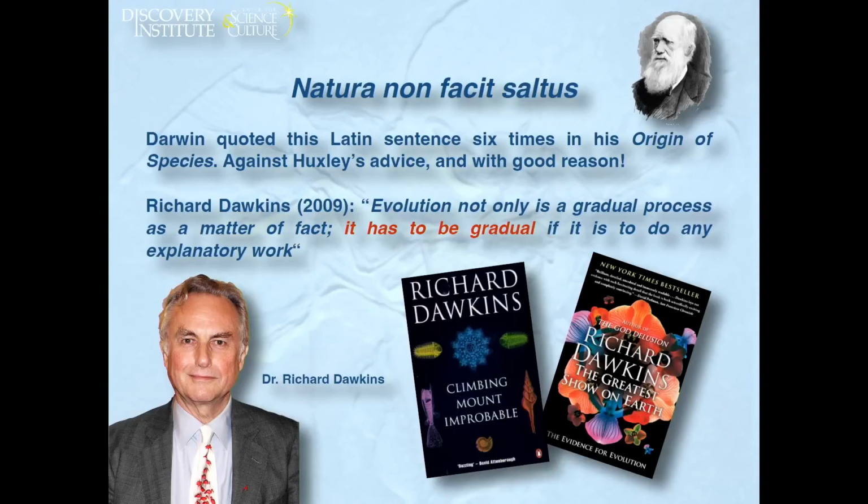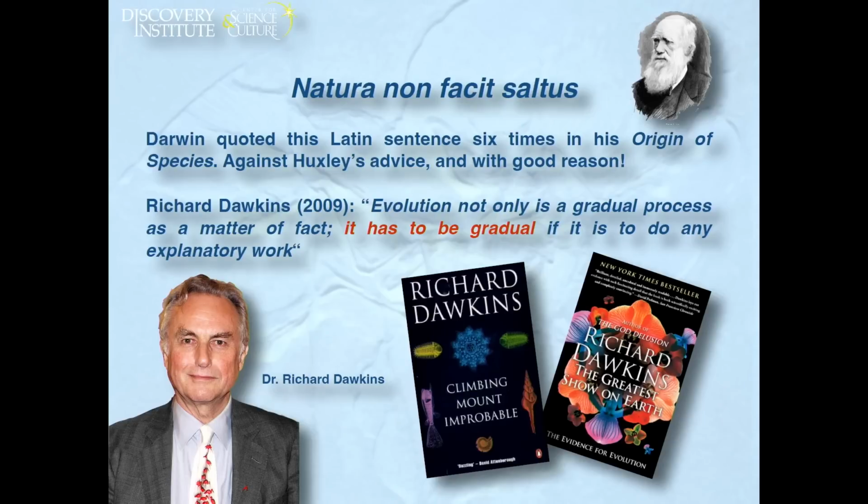And it's not for nothing that Charles Darwin, in his magnum opus, quoted a Latin sentence 5 times, which is natura non facit saltus, nature doesn't make jumps. And the reason is that Darwin wanted to explain the history of life with a totally naturalistic process. And he was quite aware that saltations, discontinuities, would require some kind of miraculous interventions.